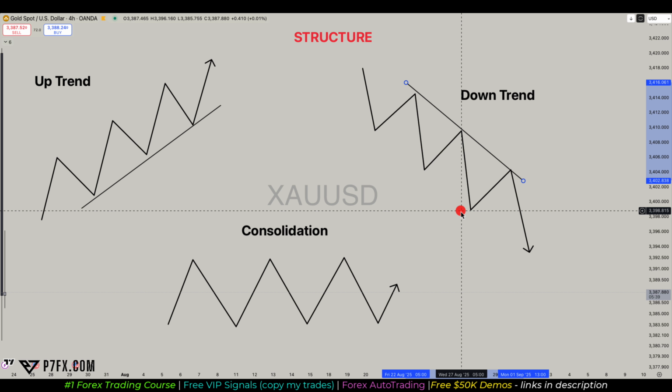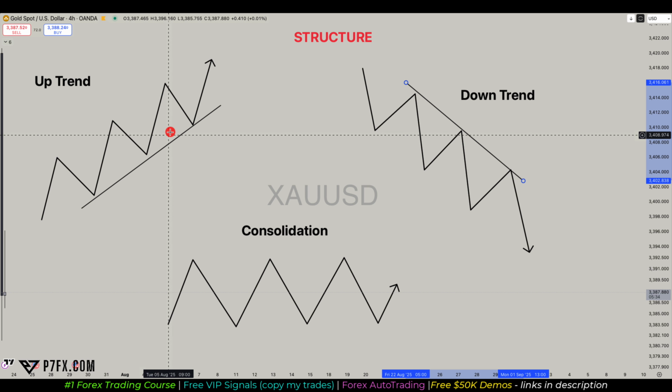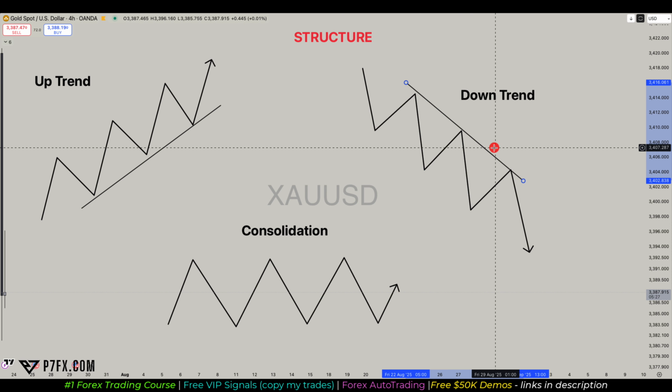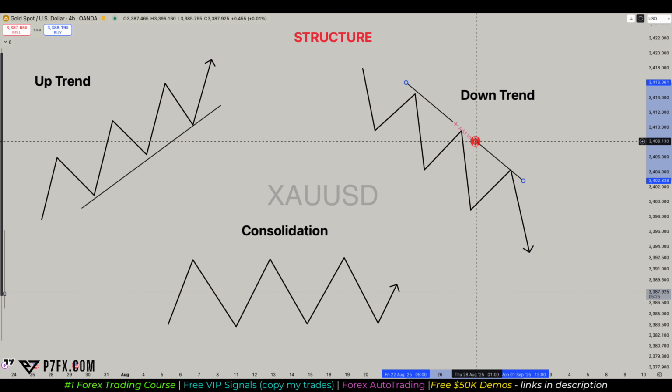So when we say we sell at levels of resistance and buy at levels of support, where do we want to buy in an uptrend? At the higher lows. Where do we want to buy in a downtrend? At the formation of lower highs.